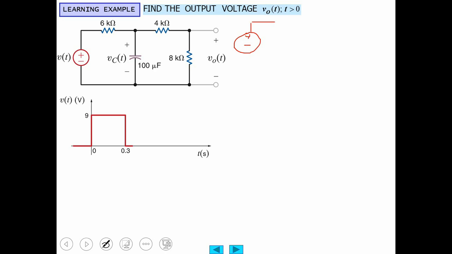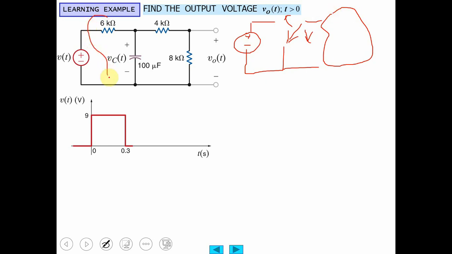and there we go. And we have a switch that switches at 0 seconds. It switches up. Then at 0.3 of a second, it switches back down again. And this, of course, is connected to the rest of the circuit over here. The rest of the circuit. Okay.